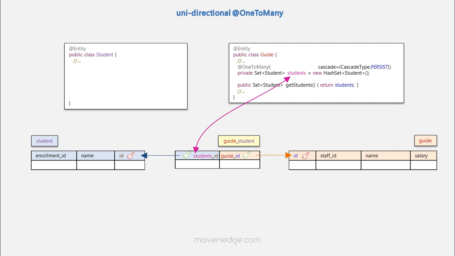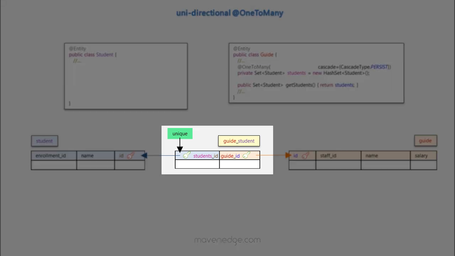The way Hibernate makes this join table implement the unidirectional one-to-many is by adding in this students underscore ID column here a unique constraint to avoid a duplicate student entry for a particular guide in it. So that's how Hibernate makes it work for a unidirectional one-to-many relationship. Now, if you want to customize the naming of this join table here, you could do that. But we don't want to do that here. We'll do that later when we talk about the many-to-many relationship.